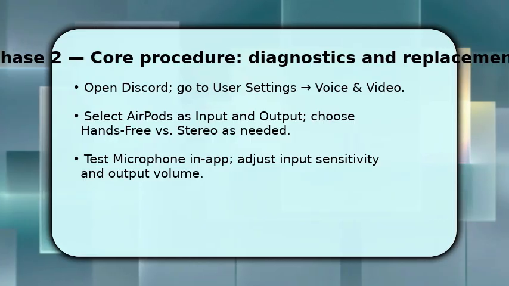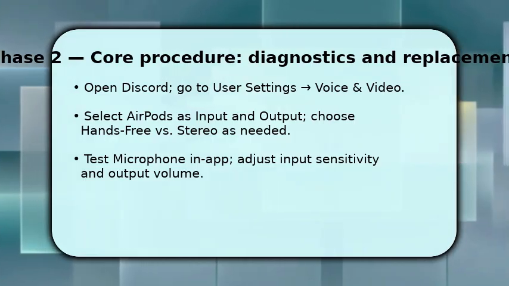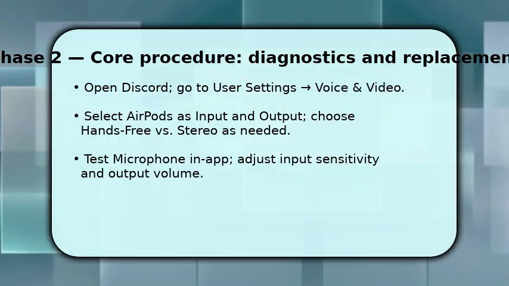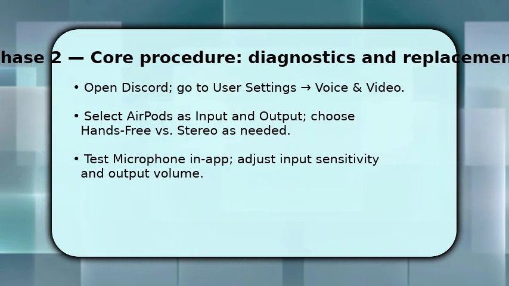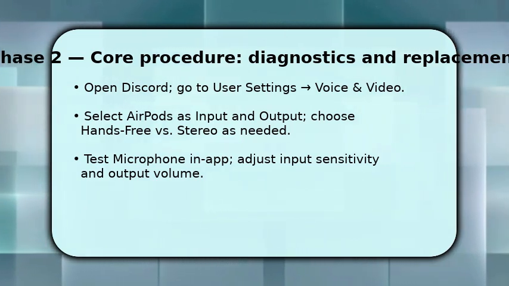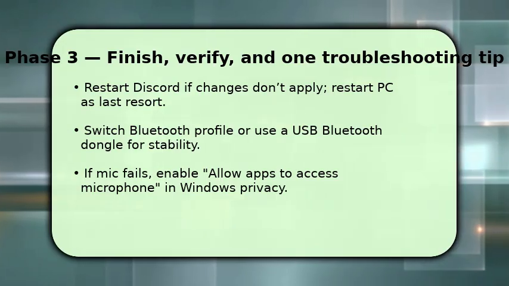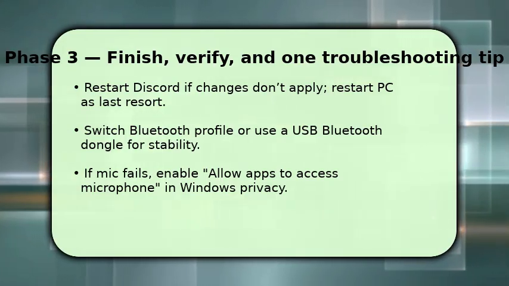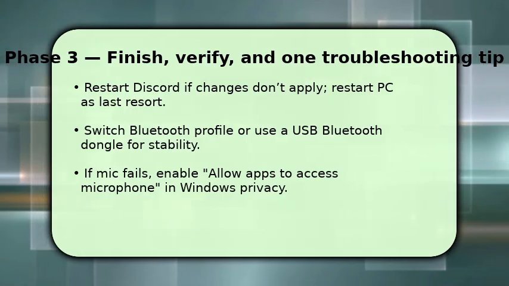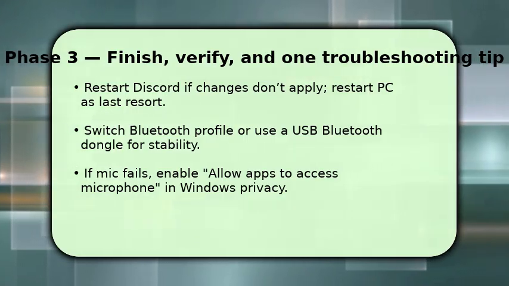Once selected, use the mic test and input sensitivity to eliminate clipping or background noise. Adjust volumes until your playback and mic levels sound natural. Finish by confirming functionality in a real call and make small tweaks for stability. Join a friend or a test server and listen for echo or low mic volume.